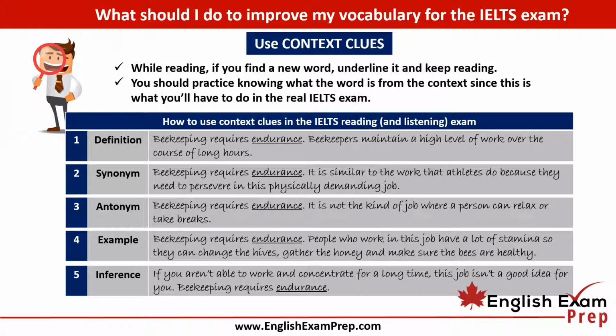And finally, inference. Now in this case here, we can see that they're giving us something at the beginning of the sentence, at the sentence before the beekeeping one. So we can see over here it says, if you aren't able to work and concentrate for a long time, this job isn't a good idea for you. Beekeeping requires endurance. All right, so that is the final tip for you, is that in some cases you might have the example, the synonym, the antonym before the actual sentence with the word.